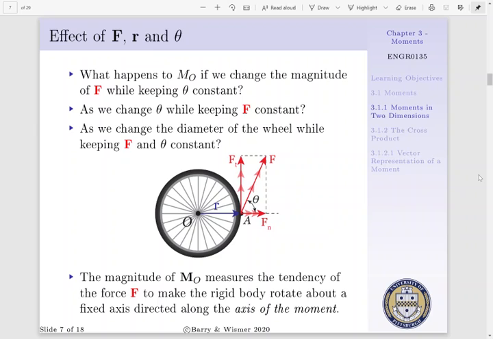Now what happens if we change the magnitude of F while keeping theta constant? Obviously, the magnitude of our moment about point O will increase. What happens as we change theta while keeping F constant? Well, as theta increases from 0 to 90 degrees, the magnitude of the moment is going to increase. And what happens if we change the diameter of the wheel while keeping our force and theta constant? Well, the magnitude of the moment will also increase. The magnitude of our moment measures the tendency of this force to make our body rotate about a fixed axis. And this axis of rotation is also known as the axis of the moment.